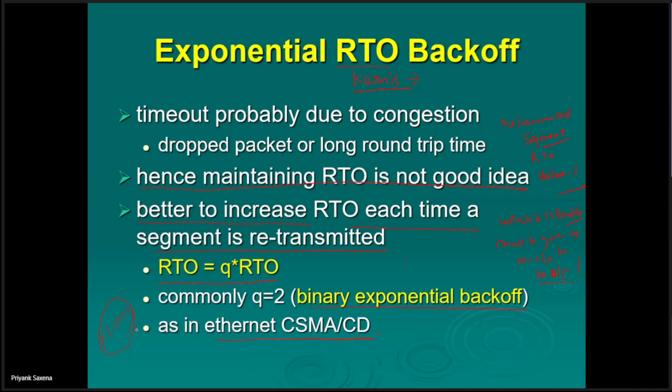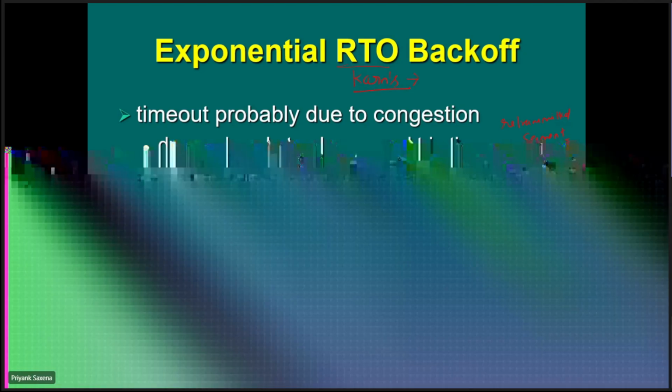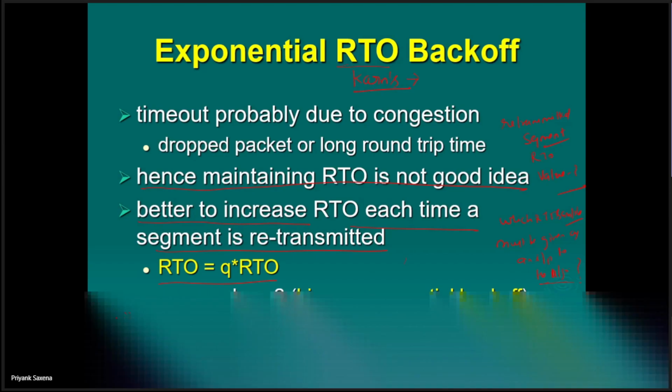Similarly here also, what should be the retransmission timer value for a retransmitted segment? And which RTT sample must be given as an input to Jacobson's algorithm? So here there are two things, and both are very, very important. What should be the retransmission timer value for a retransmitted segment?